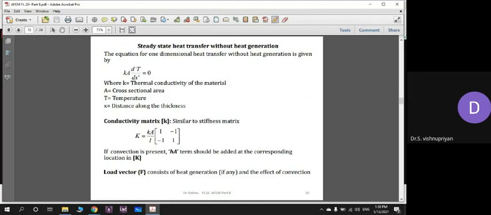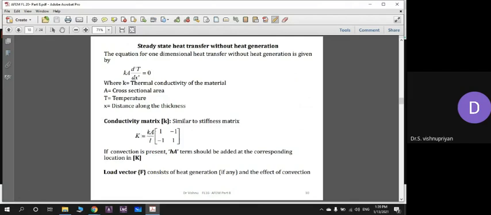Now, we have been using the word stiffness matrix right from the bar till the 2D elements which we discussed in the last part, even during dynamic analysis. But in heat transfer problems, we use a different word, which is called the conductivity matrix. The idea is similar, but the word we use is conductivity matrix. It is similar to the stiffness matrix.